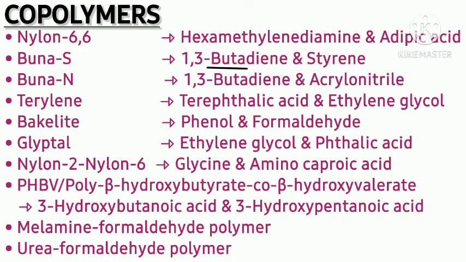Here the term Buna stands for 1,3-butadiene and the letter S stands for styrene. Similarly, for Buna N, the term Buna stands for 1,3-butadiene and the letter N stands for acrylonitrile. For the next polymer Terylene, the monomers are terephthalic acid and ethylene glycol. Here the term ter is derived from the word terephthalic, and the term lene stands for ethylene.